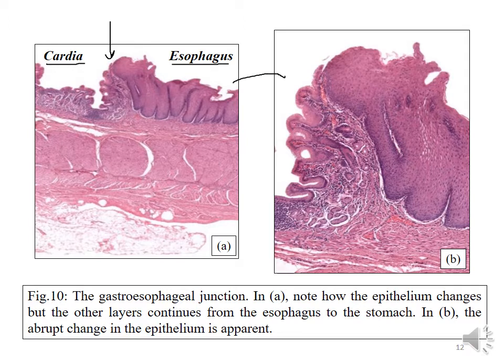And if you look at the magnified view, we see that we have a sudden change. Suddenly, at this region, the stratified squamous epithelium of the esophagus has changed into the simple columnar epithelium. All these are glands of the stomach, and the change is sudden. So the stratified squamous epithelium of the esophagus has suddenly stopped, and the simple columnar epithelium of the stomach has begun.